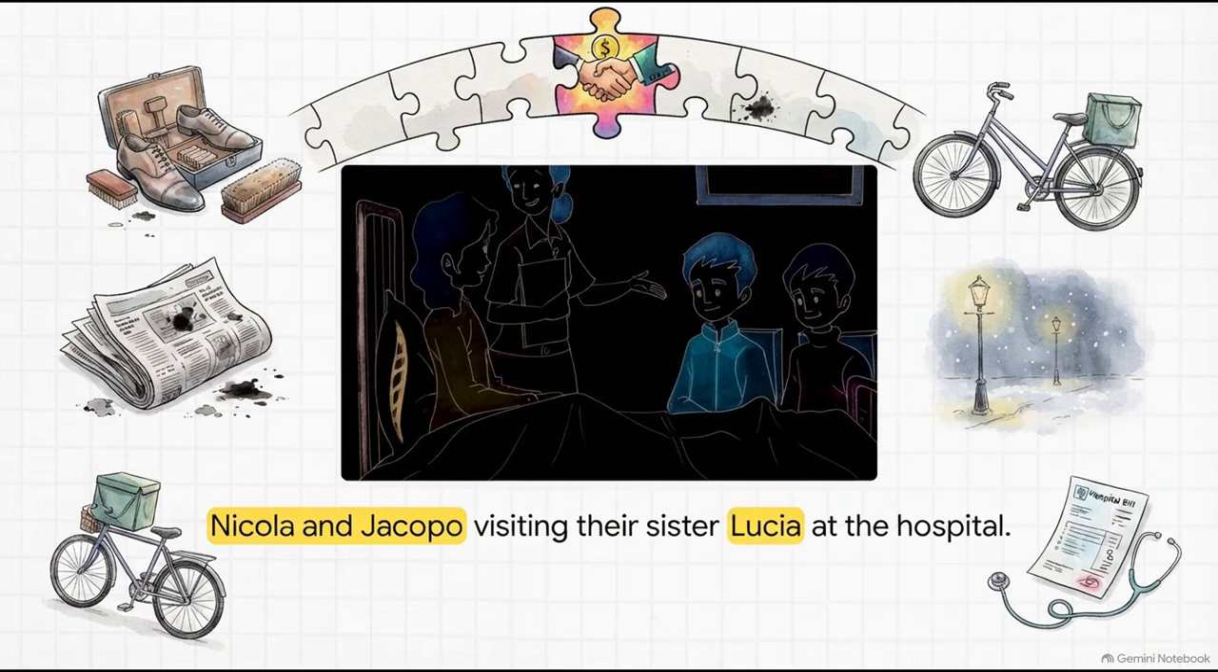Peeking through the glass partition, the narrator sees Nicola and Jacopo visiting their sister Lucia. Literally in an instant, the puzzle pieces snap together. He finally realizes that every shoe shine, every errand, every single midnight newspaper sold in the freezing cold was to pay for her tuberculosis treatment. All those seemingly random, desperate odd jobs were actually driven by this profound, heartbreaking purpose.